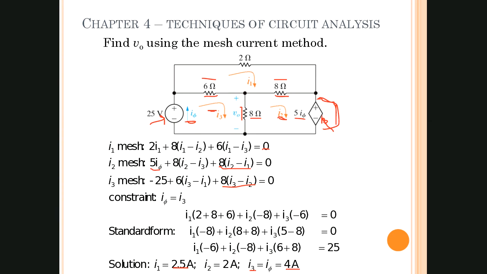Now we do have one constraint. We know that I phi is equal to I3 in this case, because I phi is going across this voltage source and there's nothing else in parallel with it. If an element is all by itself, we know that its current is equal to that mesh current. So I3 and I phi are the same here, and now we can do a simple substitution.